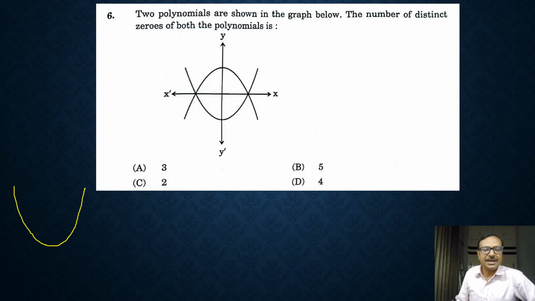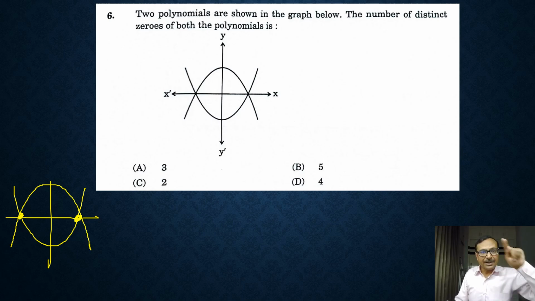Like this is intersecting this x-axis at 2 points, here and here. So there are two distinct zeros of this polynomial. But in case of the other graph, which is somewhat like this, the 2 points where the inverted U is crossing the x-axis are exactly the same as the first graph, right? So the answer is not 4.